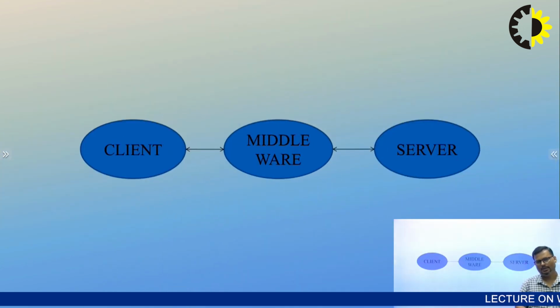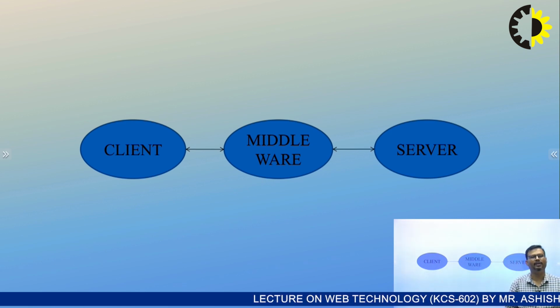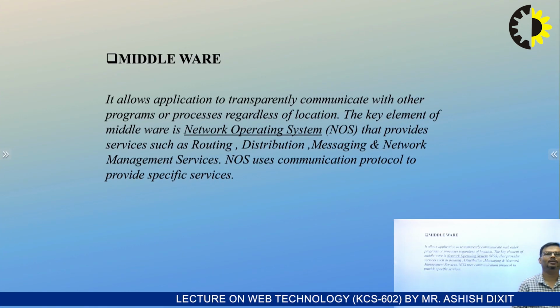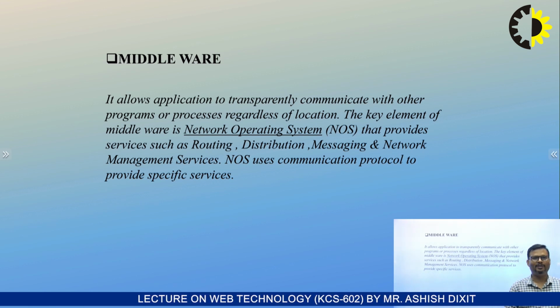Next, this is the architecture. Here we also use three components: client, server, and, as we already discussed the client and server, the third is middleware. Then what is middleware? It is also called the network. We can say that it's middleware.